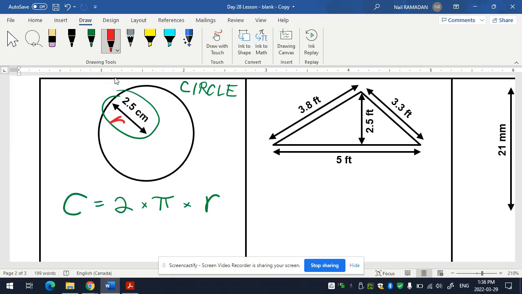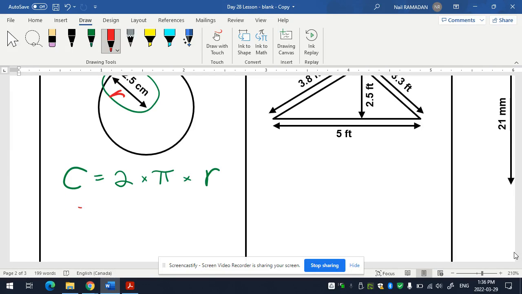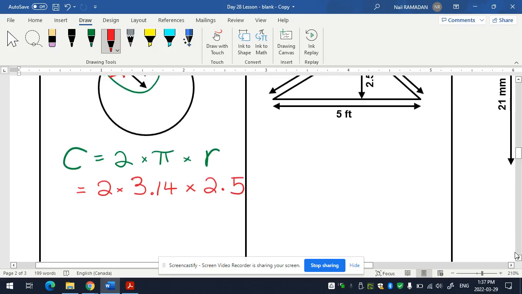Okay? All I have to do now is plug the numbers in. So C equals 2 times 3.14 times, what was the r? How much is the r of this circle? 2.5. Don't put centimeters yet. Save it to the end. Just remember to put it at the end of your final answer. Otherwise, you lose half a mark if you forget the unit.